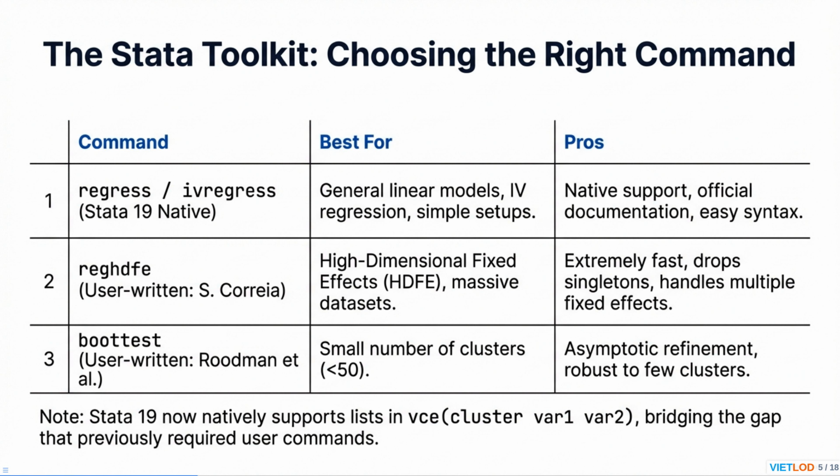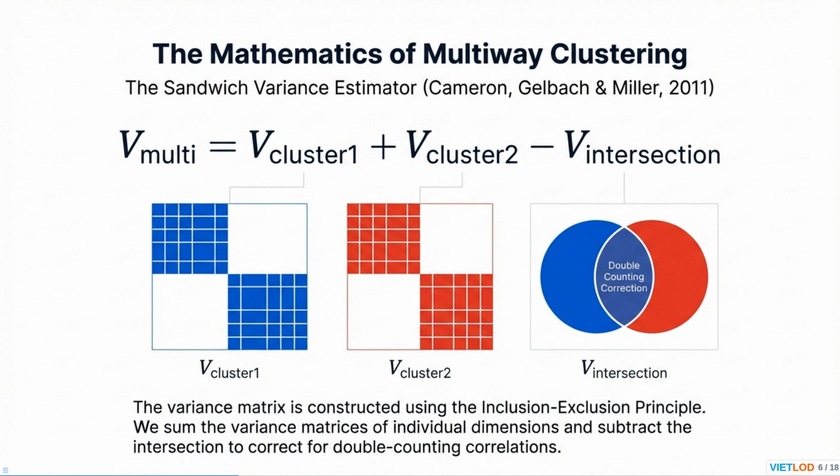Third, for situations with a small number of clusters, typically fewer than 50, the boottest command by Roodman and others is essential. It performs a wild bootstrap, which provides more reliable inference when the asymptotic assumptions of standard methods don't hold. For example, if you are running a simple regression of wages on education with clustering by state and year, the native regress command in Stata 19 is perfect. But if your model includes fixed effects for every individual and every firm in a large dataset, reghdfe is the only practical choice. Let's take a closer look at the exciting new capabilities introduced in Stata 19.